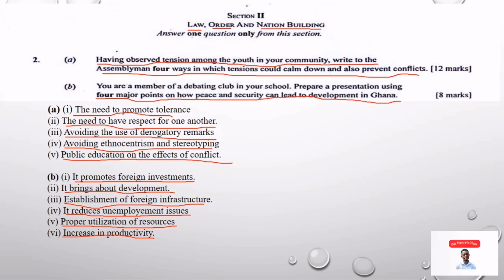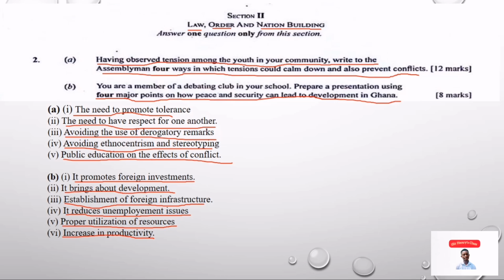If you have to define conflict prevention, we say conflict prevention is the act of identifying signals of conflict and encouraging people to work out their differences. So one, there's the need to promote tolerance. People should try and accept and also encourage the views of others. They need to have respect for one another. You should learn to have respect for other people and their culture.